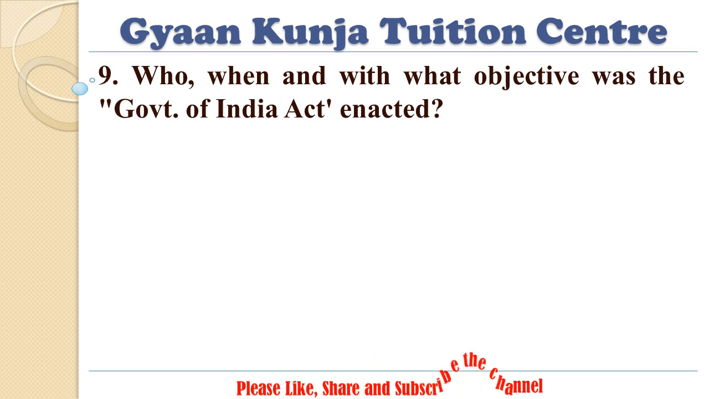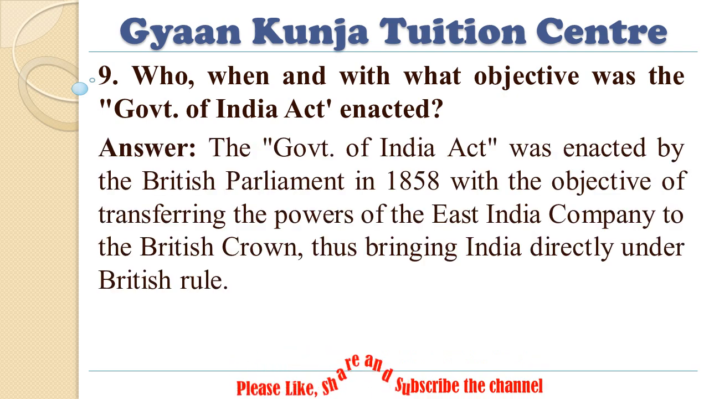9. Who, when, and with what objective was the Gulf of India Act enacted? Answer. The Gulf of India Act was enacted by the British Parliament in 1858 with the objective of transferring the powers of the East India Company to the British Crown, thus bringing India directly under British rule.